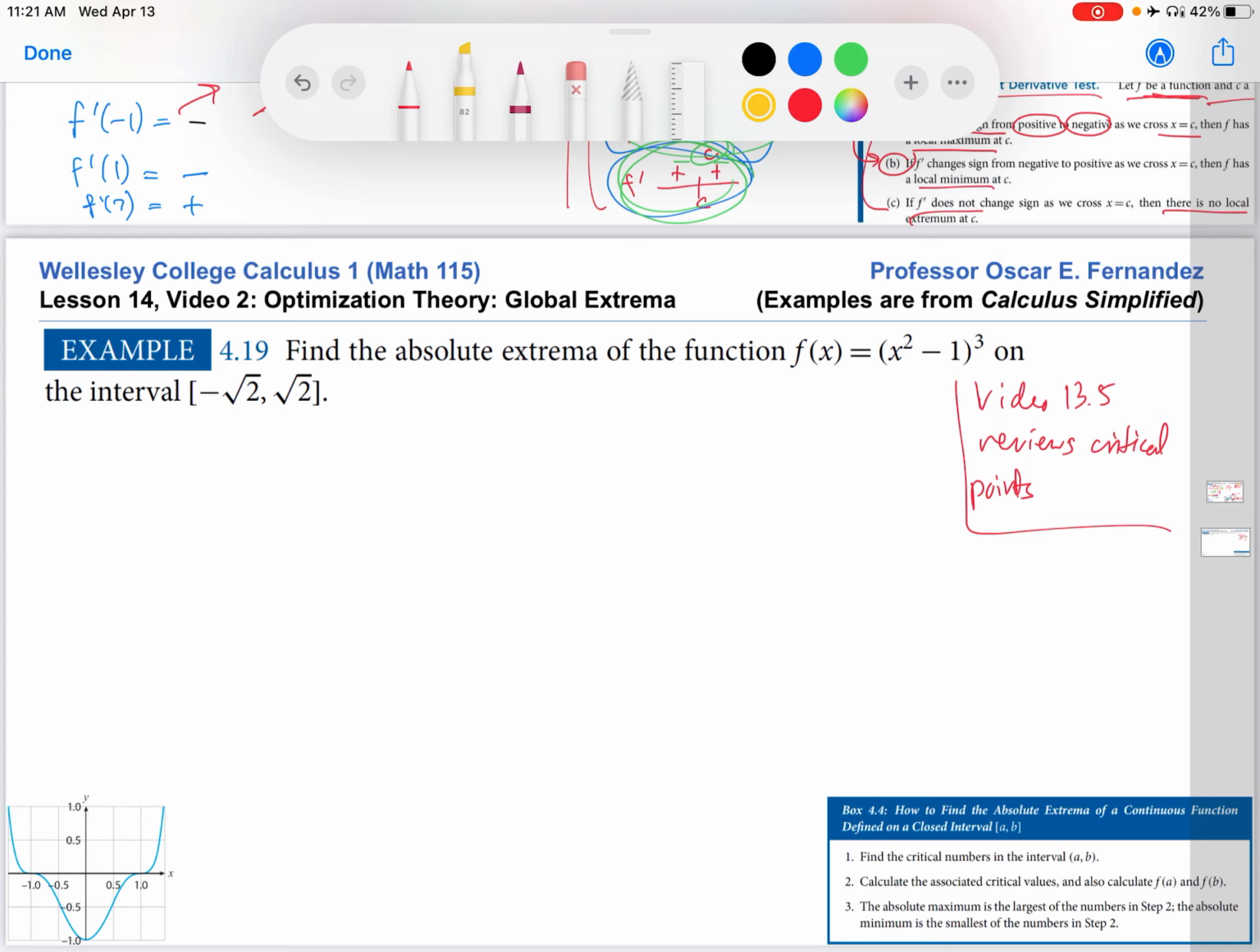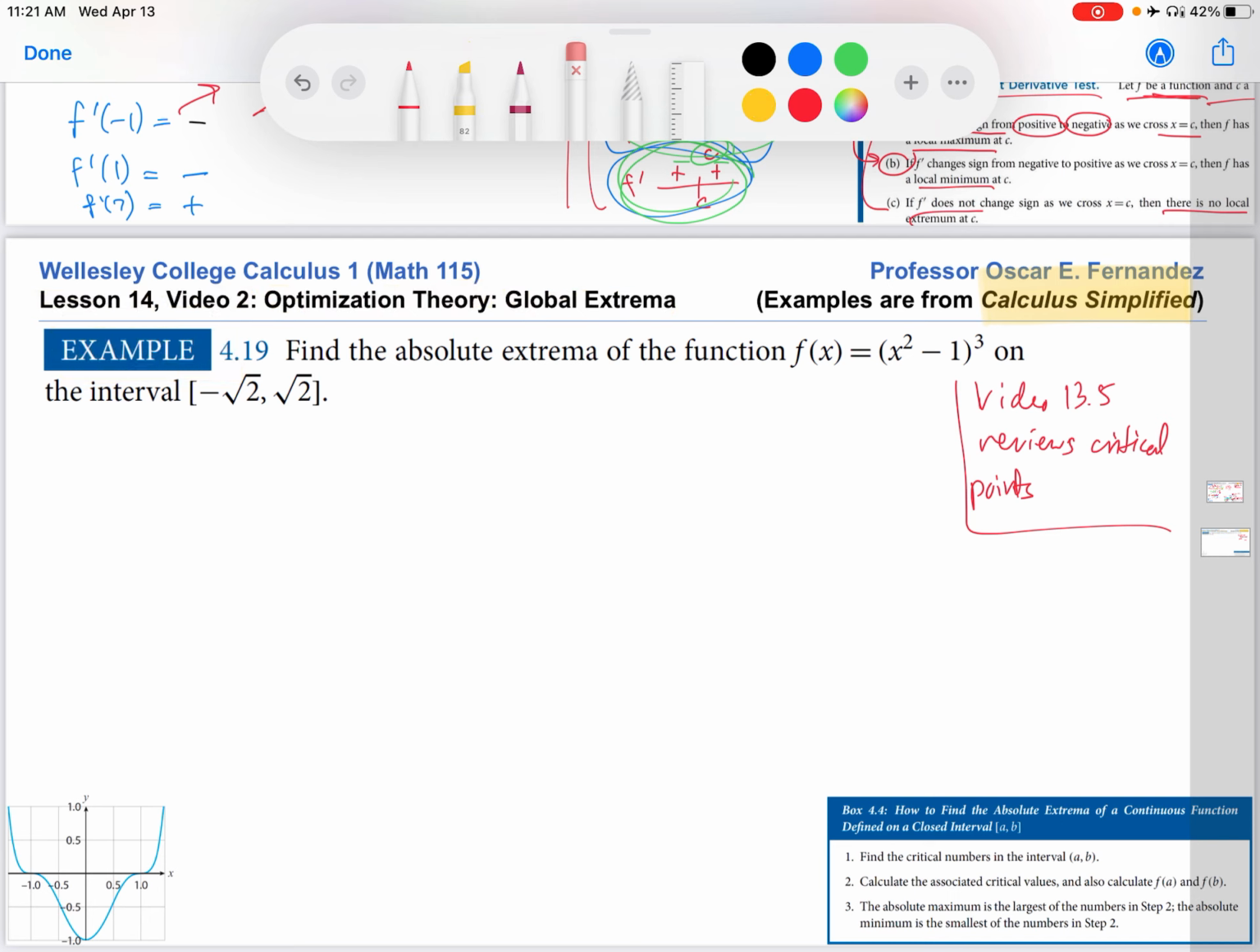Hi, this is Professor Fernandez, and this is video 2 in lesson 14. So we're still talking here about optimization theory, but now we've moved on to thinking about global extrema. I'm going to run through this example 4.19 from Calculus Simplified to get you used to those concepts.